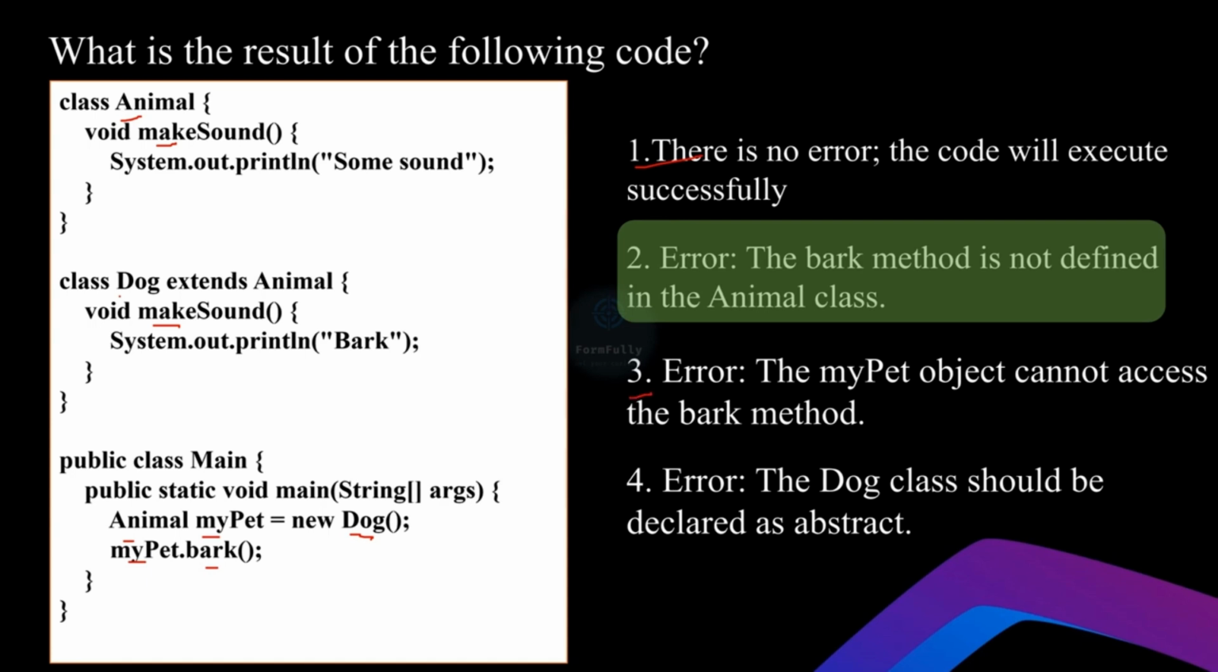Option 3 is incorrect because the error is not about the accessibility of the bark method but rather the fact that it is not defined in the animal class. Option 4 is incorrect because there is no need to declare the dog class as abstract in this context and it is not related to the compilation error. So option 2 is correct.